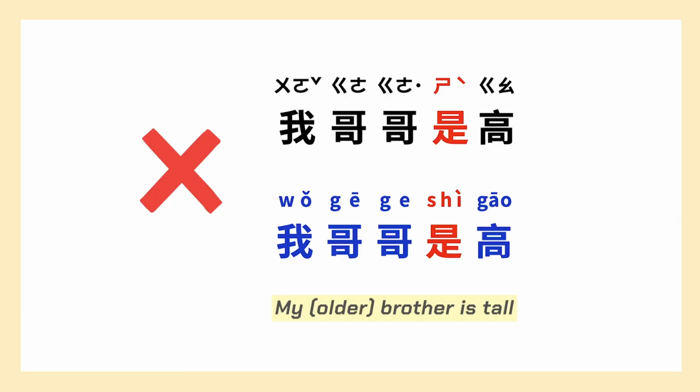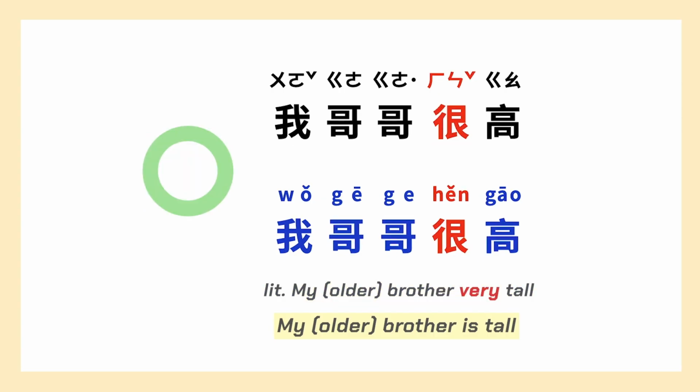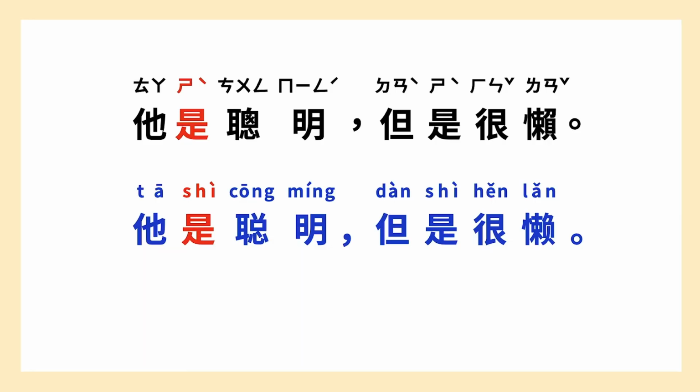Okay, now let's try to correct this one. 我哥哥是高. That's right, you can say 我哥哥很高. My brother very tall. However, you may feel confused when you hear native Chinese speakers say sentences like 他是聪明，但是很懒. He is smart but lazy.